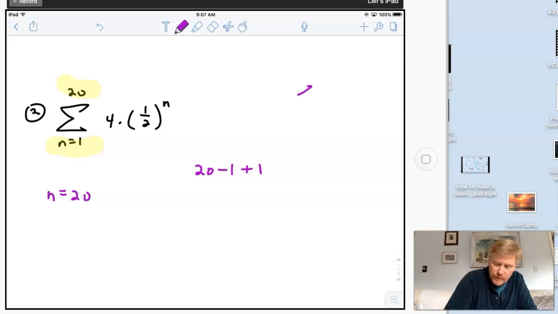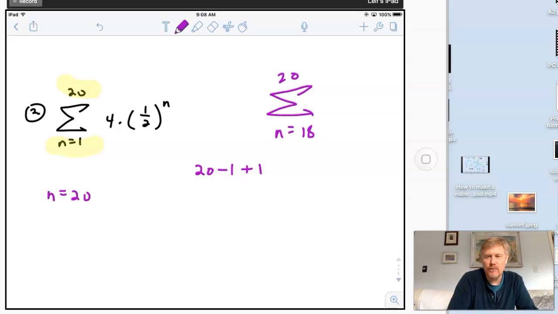The only thing that gets tricky with these is if the bottom number isn't 1. Say it starts with 18. That's not 2 numbers in that sequence. That's actually 3 because you count the 18. So it's 18, 19, 20. So you subtract them and then you add 1.